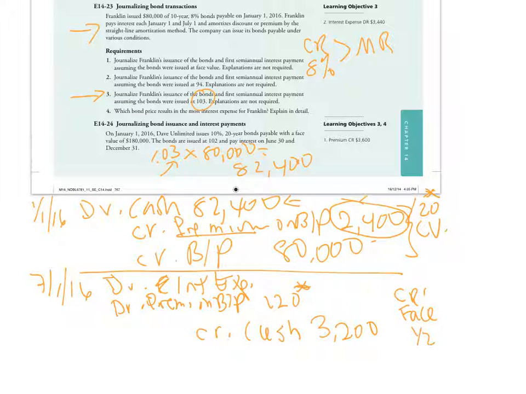And now that we know that, we know that the overall interest for this period is the payment of 3,200, that's 8%, minus the amount that they gave us extra at the beginning that reduces our interest expense by 120. So total interest expense for us in this period would be $3,080.